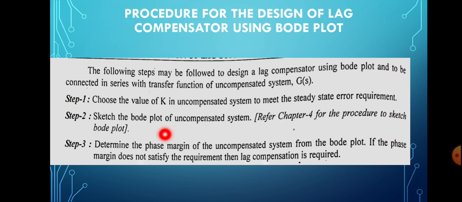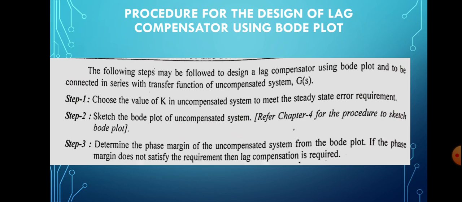After getting the value of K, you have to plot the Bode plot corresponding to the uncompensated transfer function in the semi-log graph. So the second step is to sketch the Bode plot of the uncompensated system. You know that for plotting the Bode plot, you have to plot the magnitude plot and the phase plot. It will take some time because it has some procedure, which is discussed in the previous videos. There are some steps you have to go through, okay?